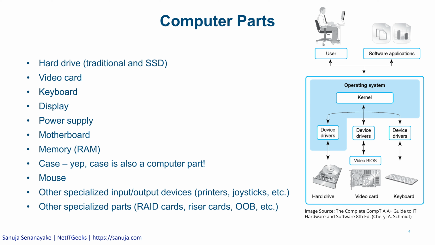So with servers especially, you may have RAID cards, riser cards, and out of band service cards, also known as OOBs, out of band service systems, such as lights-out systems, etc. All of those things become specialized parts that are still part of your overall computer. Again, when I cover the server lecture, I will cover the RAID cards, riser cards, and OOBs, etc.